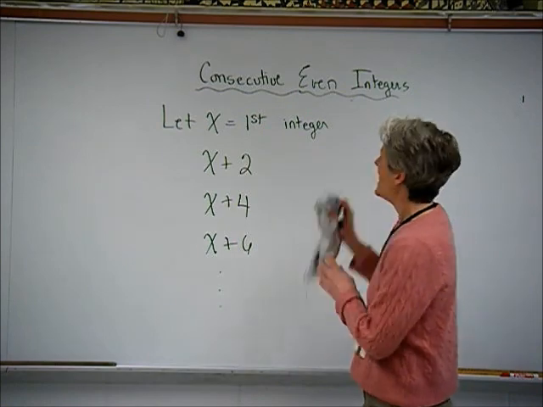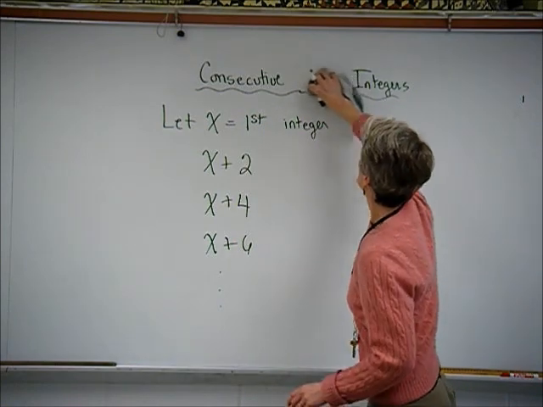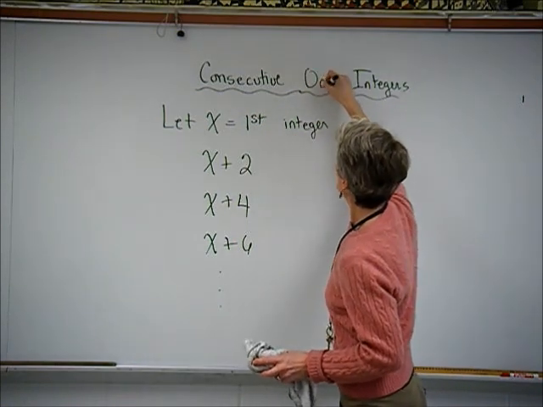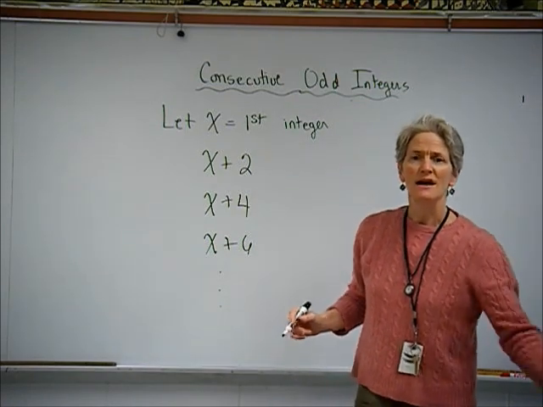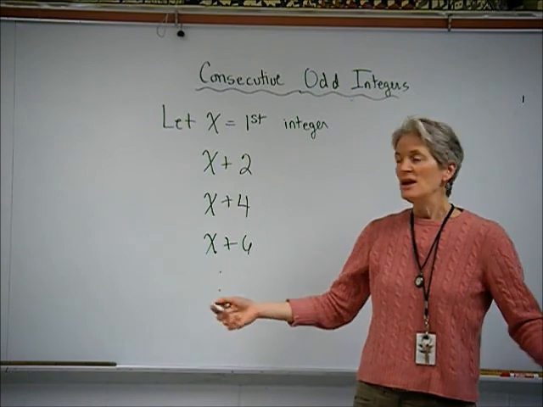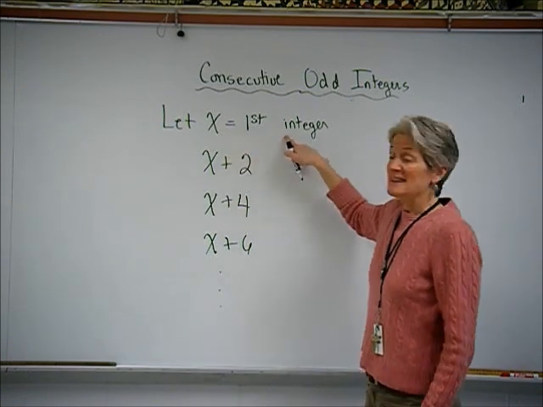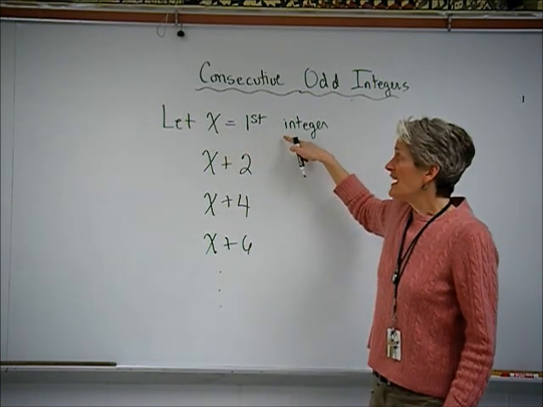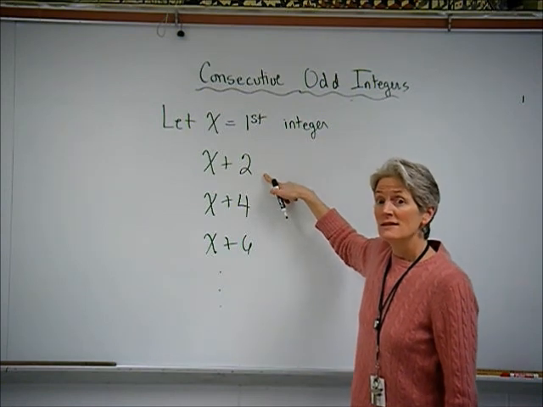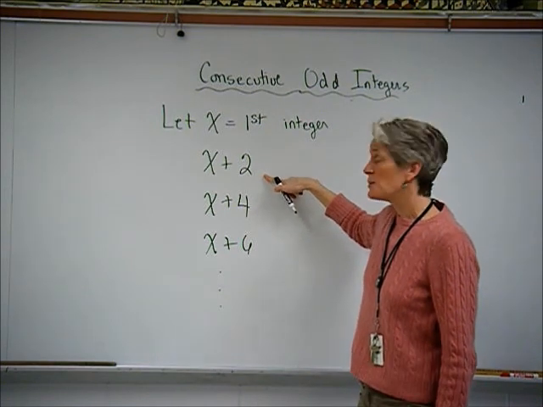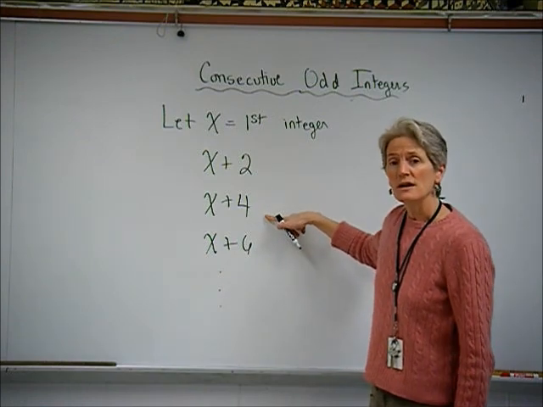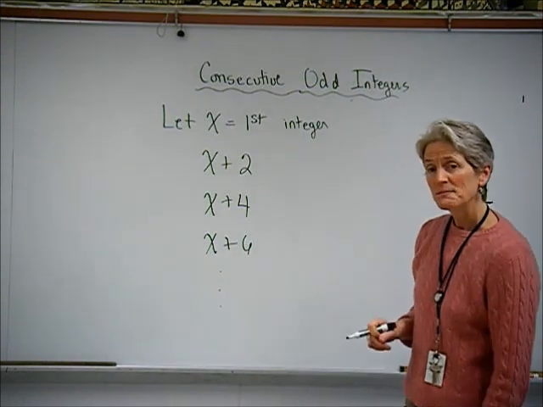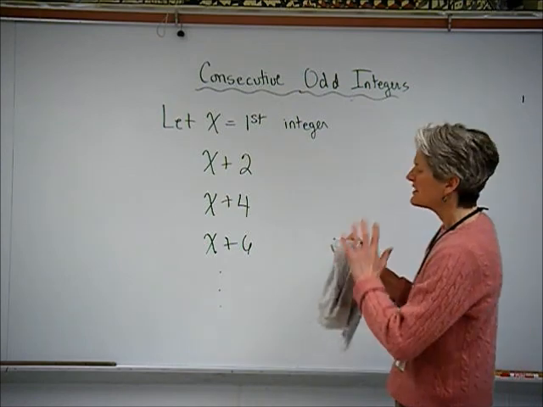Hey, would this work for odd integers too? I think it would. My odd integers are 1, 3, 5, 7, 9. Those are 2 apart also. So if my first integer is an odd integer, then the next odd integer would be x plus 2. The next odd integer after that would be x plus 4, or x plus 6. All right, let's keep that in mind.